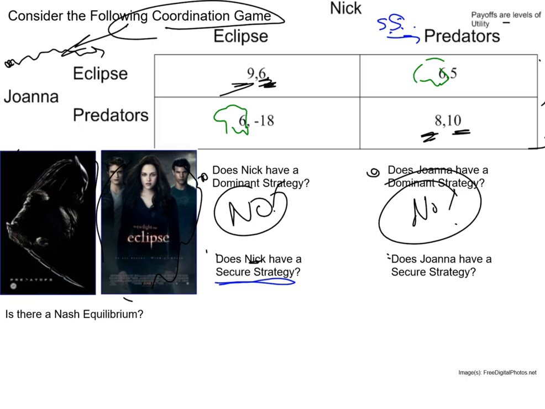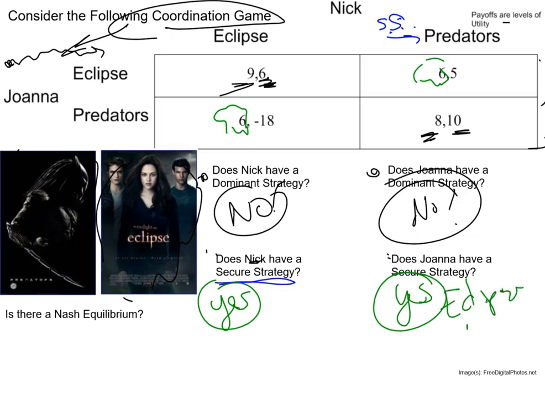You may be tempted to say that, oh, they're both equally the same, and so she doesn't have a secure strategy. Actually, you will always have a secure strategy, right? They both have a secure strategy. Joanna's secure strategy is either eclipse or predators, right? We would say that both of these are what we'd call a weak secure strategy. It's weak because they are both equally the best of the worst case scenarios, right? Whereas we would say that Nick has a strong secure strategy because his is by itself the best of the worst case scenarios.